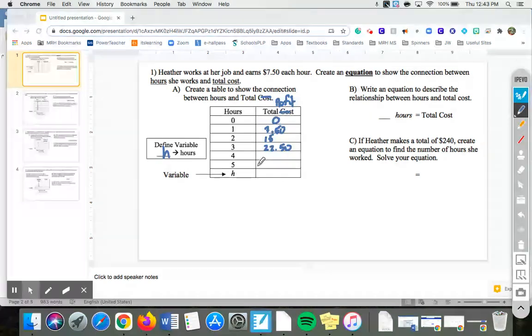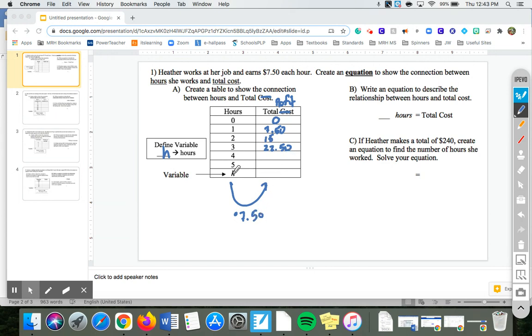Eventually we want to think, what am I doing to the number of hours to get the total profit, the amount of money that she's making? So 0 multiplied by what will get you 0, and 1 multiply, or sorry, I shouldn't suggest multiply. This is a proportional relationship where we can do that, but we're thinking, what am I doing to the number of hours to get this? So this is a one-step equation. We're only really doing one thing. We're multiplying each of these. You're multiplying this left-hand column by $7.50 to get the right-hand column.